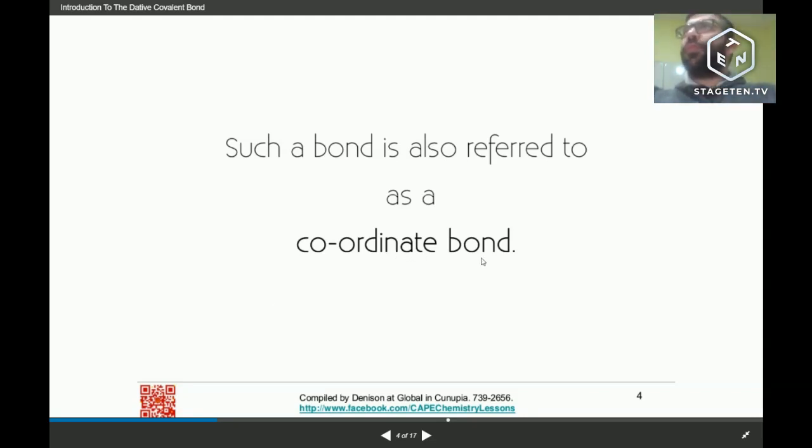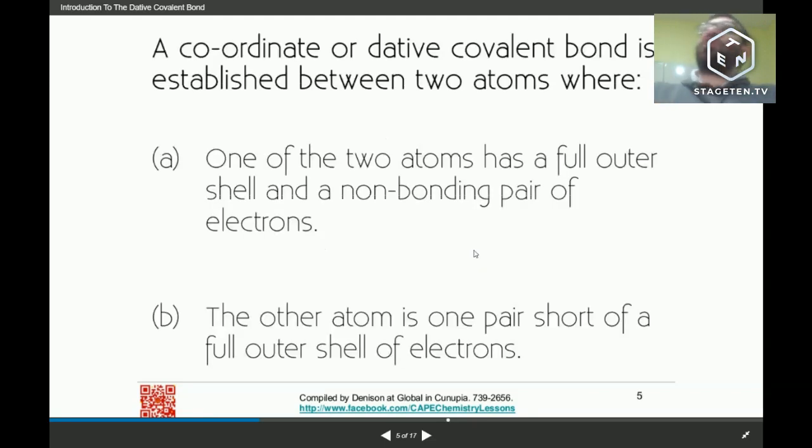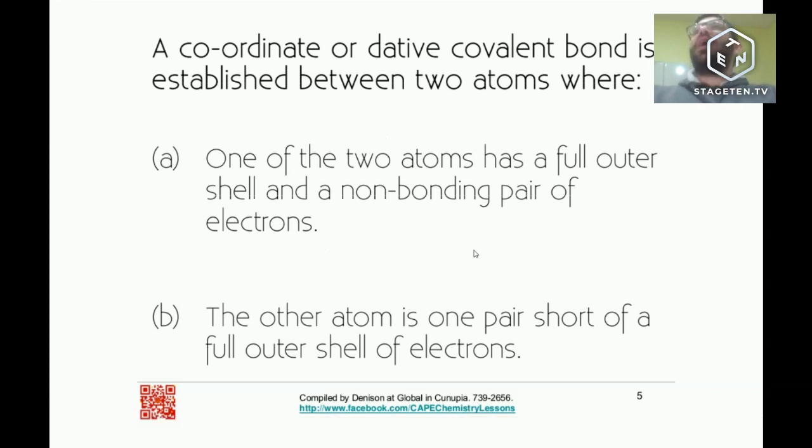So, once you have a coordinate bond, it can be established where one of the two atoms has a full outer shell and a non-bonding pair of electrons, and the other atom is one pair short of a full outer shell of electrons. Now, we're speaking about atoms here. Of course, these atoms could be part of molecules, and these atoms could have lost or gained electrons to be ions. But you need to have two different atoms, atom A and atom B. Atom A is going to be an atom that has at least one lone pair. A non-bonding pair of electrons is one lone pair. And it needs to have a full outer shell. Atom B needs to be electron deficient.